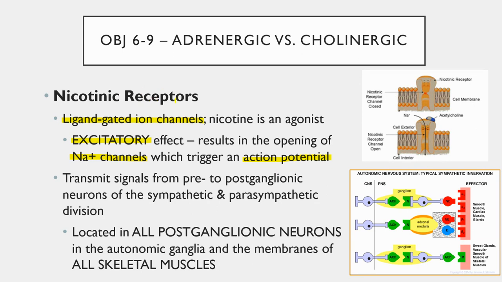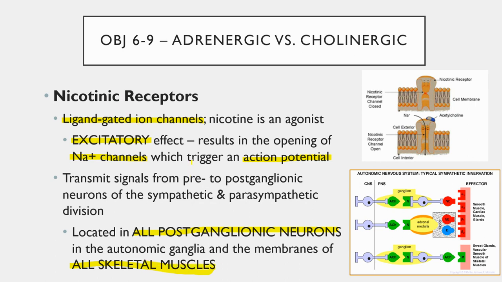So that's the way your nicotinic receptors work. Okay, so the acetylcholine binds to them. It essentially opens up that ion channel, and then sodium is going to flow in, triggering an action potential. Okay, so these are the ones that are going to be between your pre- and postganglionic neurons. Remember, all of your preganglionic neurons were secreting acetylcholine, and so all of your postganglionic neurons are going to have these nicotinic receptors, okay? All of your skeletal muscles are also going to have these nicotinic receptors, okay?